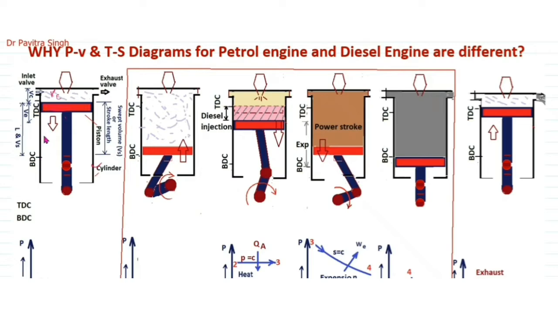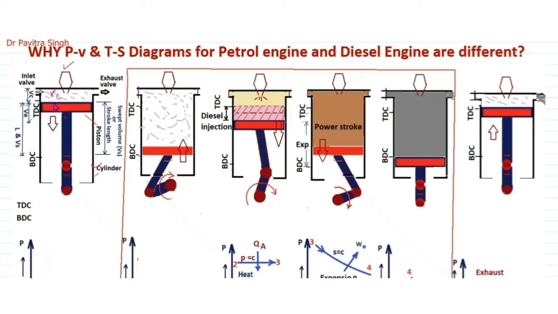The piston is moving from TDC to BDC. It moves through this distance, and this distance is called the stroke length. During this movement of the piston from TDC to BDC, the volume covered by the piston is the swept volume, VS. Here this is the fuel injector in the case of a CI engine, and in the case of an SI engine it will be a spark plug here.